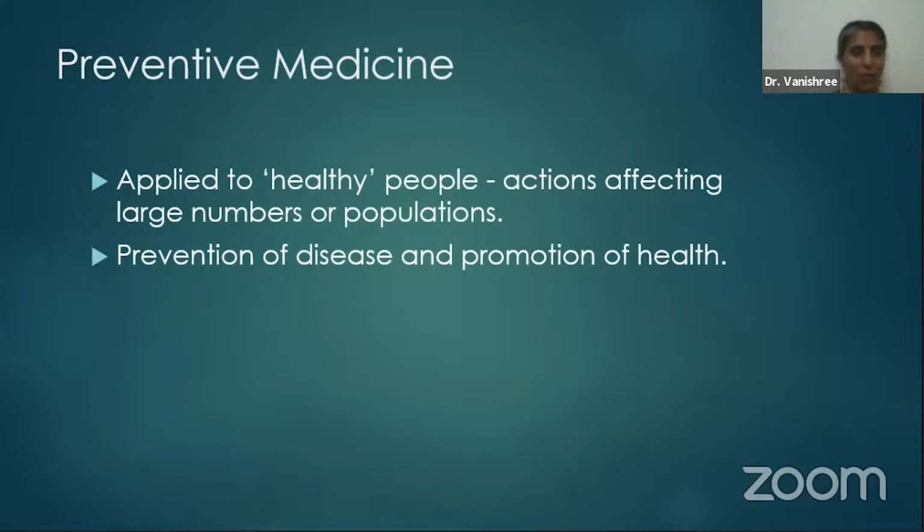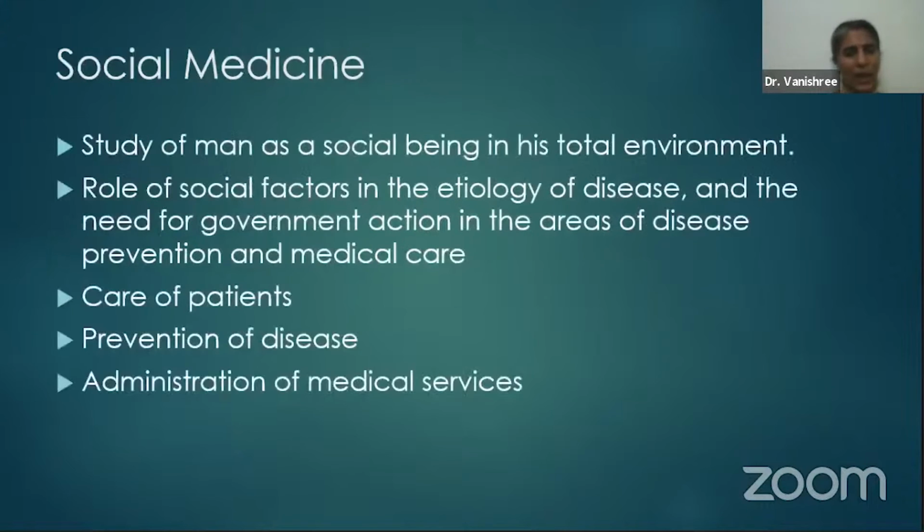The doctors, especially, felt we are also in the group. So this is mainly applied to healthy people. The actions affect larger populations to prevent disease and promote health. This preventive and social medicine was considered inadequate, and then they changed to social medicine. This involved care of patients, the prevention of disease, medical services, establishment of PHCs, and other things as we told. What are the roles of social factors in the etiology of disease? That was considered during this phase.